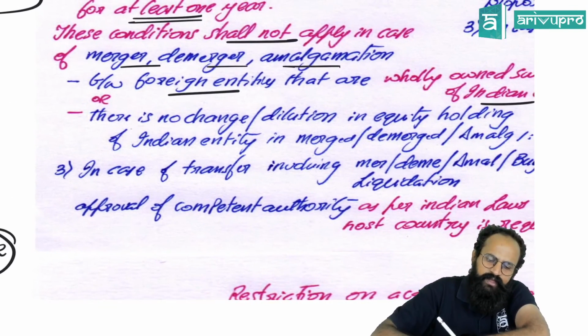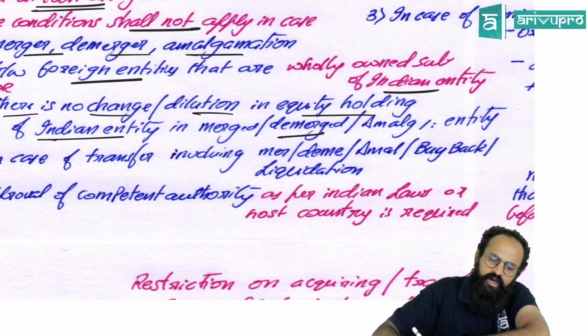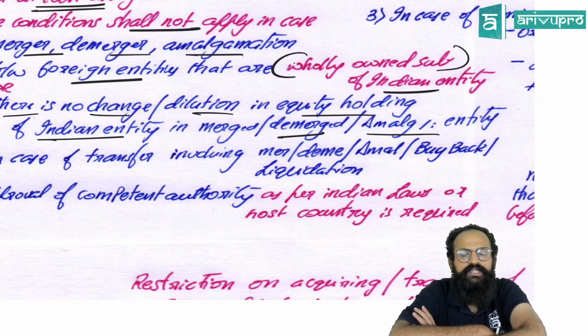Second scenario, people, there is no change or dilution in equity or holding of Indian entity in the merged or demerged or amalgamated entity. Meaning what's here? In the first condition, people, the foreign entity should be my wholly owned subsidiary.